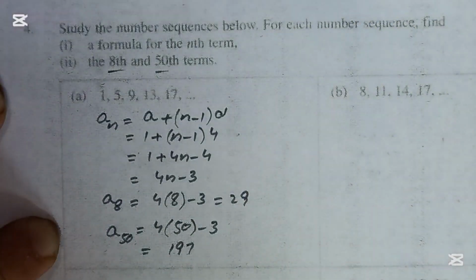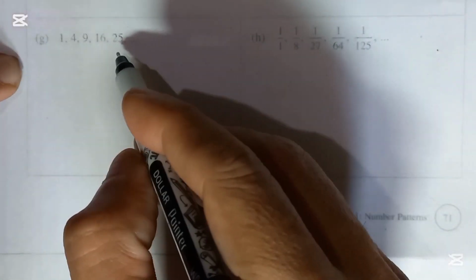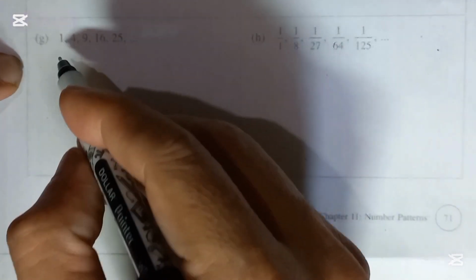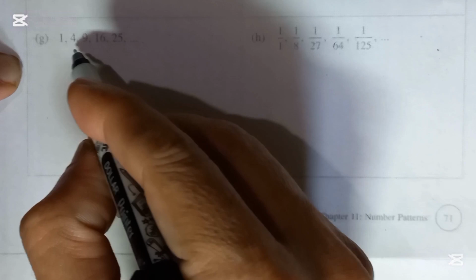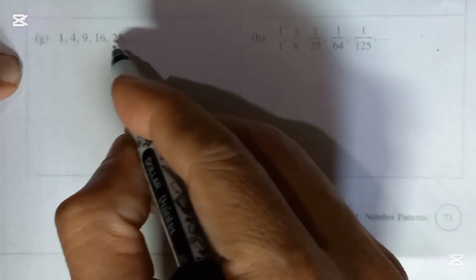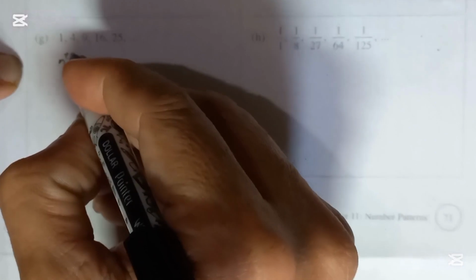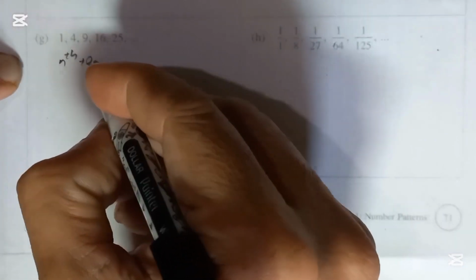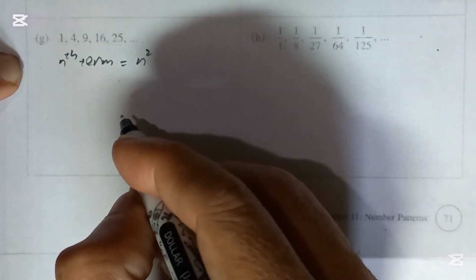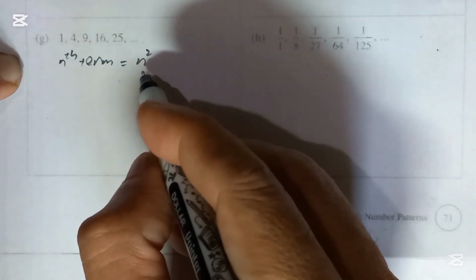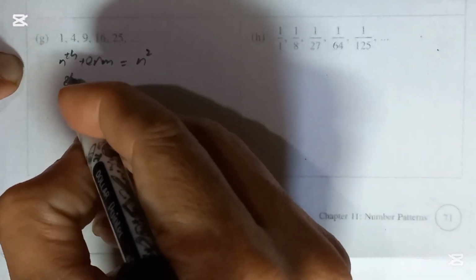In G part, you can see this is a sequence which has square numbers. 1 is the square of 1, then 2 squared, then 3 squared, then 4 squared, then 5 squared, and so on. It means the nth term will be n squared. So now we can find any term because we have got the nth term. So now the requirement is the 8th term.